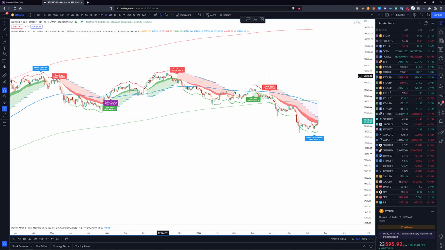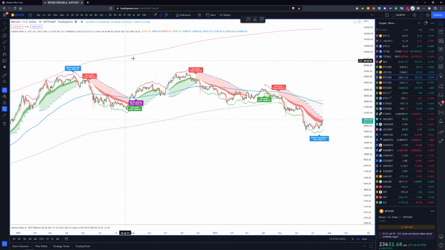Below the orange EMA we have, in blue, the daily 200 EMA, which acts as strong support or strong resistance, as you can see here in the chart, acting as resistance, and here acting as support. And here, in red and in green, we have the price ceiling and the price floor.